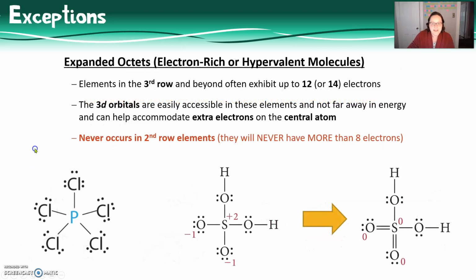We can also have expanded octets, also known as electron-rich or hypervalent molecules, which occur when the central atom has more than 8 electrons. This can occur with elements in the third row and beyond, so you should never draw a molecule with more than 8 electrons around the central atom if the atom comes from the second row of the periodic table. In the next chapter, we will see many structures that form more than 4 bonds to the central atom, which require an expanded octet, like PCl5 shown below. And expanded octets are also a way for certain structures to minimize formal charges, yielding a more stable structure, as we see here with sulfuric acid.